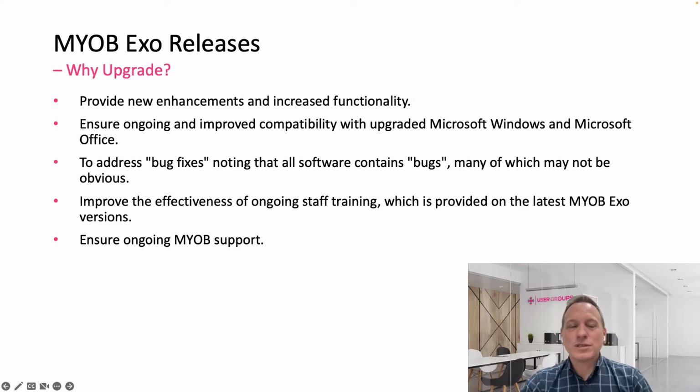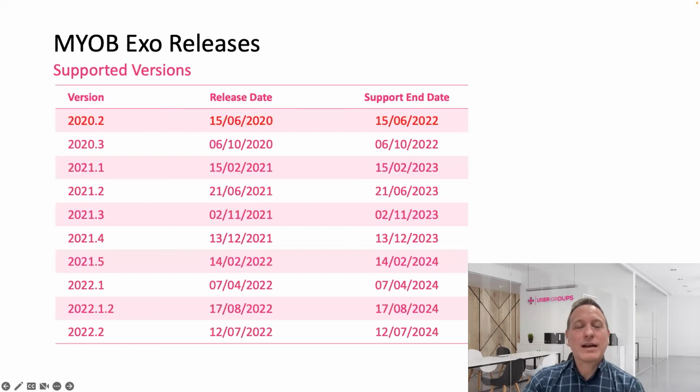And with that, it's important to ensure that you're maintaining a relatively recent version of Exo, because there's nothing more frustrating for somebody who does some training, but to go back to their organization and find they're running an older version of software and they can't take advantage of some of those features that they've just learned about. And of course, the last point there about ensuring ongoing MYOB support for your version of Exo.